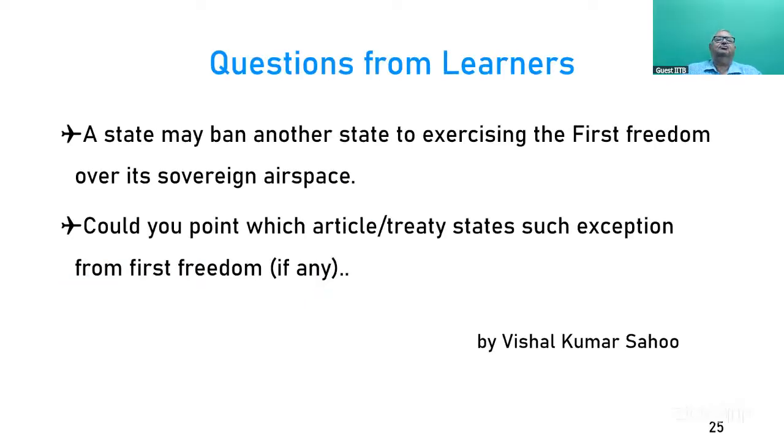So Vishal Kumar Sahu has asked a query: a state may ban another state from exercising the first freedom over its sovereign airspace. Could you point to which article or treaty states such an exception from first freedom, if any? I don't think there is any such article. It is just that because it is sovereign airspace, I own it, and when I own it, I have the right to refuse. Many airlines do not exercise this particular right because it is a big financial loss.